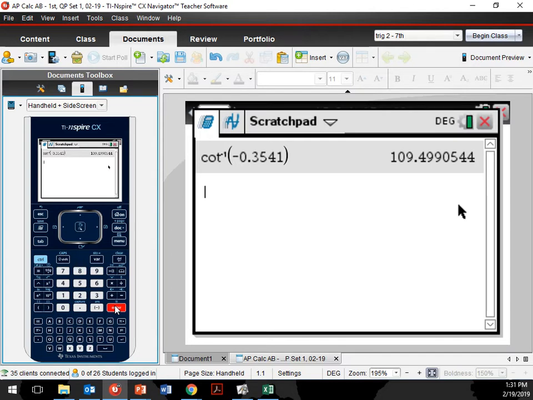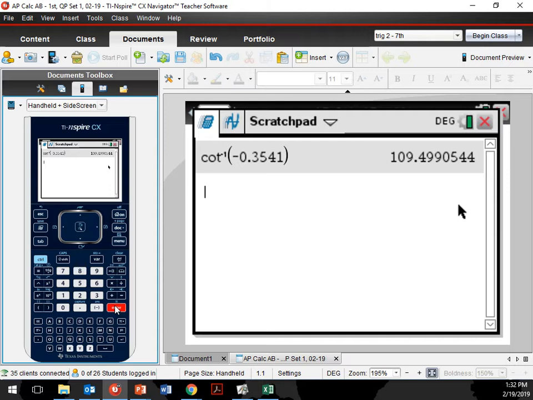Is that right? Oh yeah, that is it. They do it weird. Oh, they have old calculators. Yes, they have old calculators. Okay. Is this easy? Yeah, it's easy.